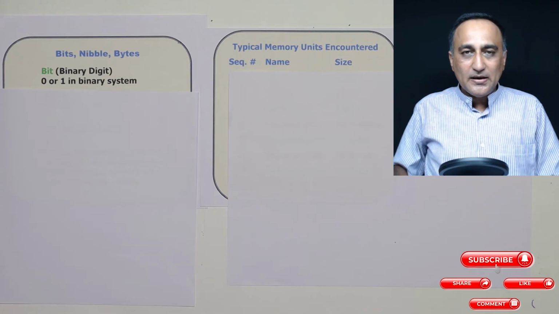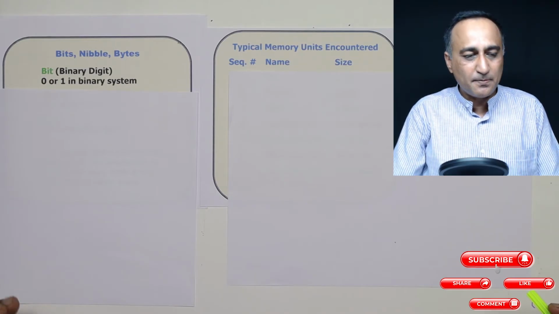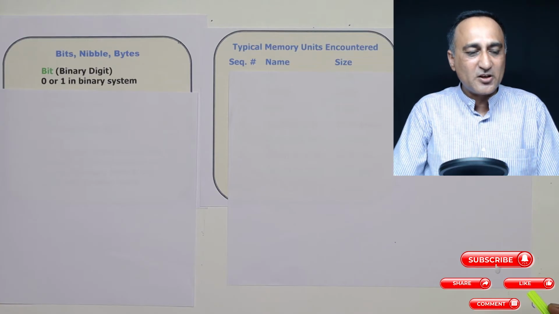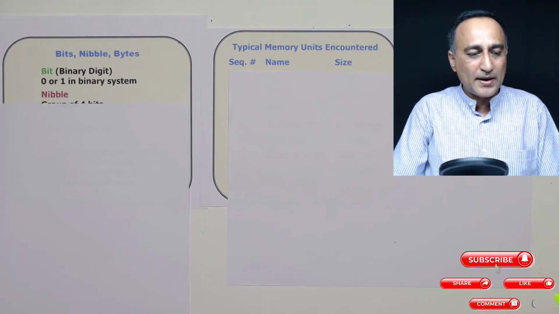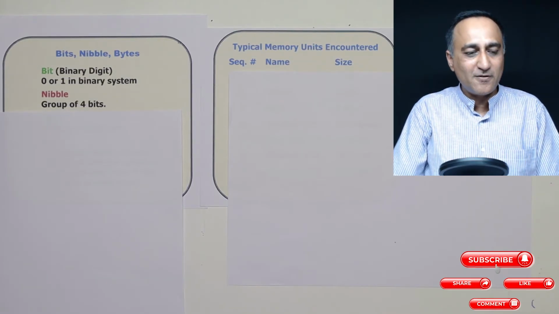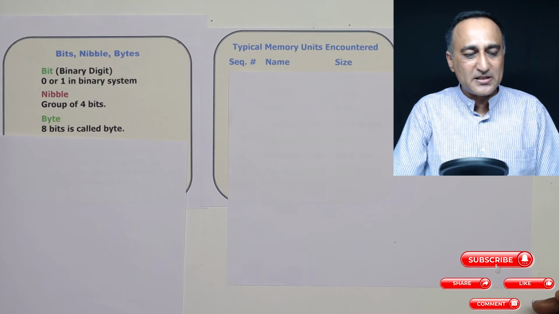So in the memory measurement, there are certain names which will frequently come. The most frequent is bits and bytes. So just a single bit is known as a binary digit, which can store 0 or 1. A nibble is a group of 4 bits. The 4 can be all zeros, all ones, or a mix of ones and zeros. A byte is 8 bits, which is the most frequently used term. 8 bits refers to a byte of memory.